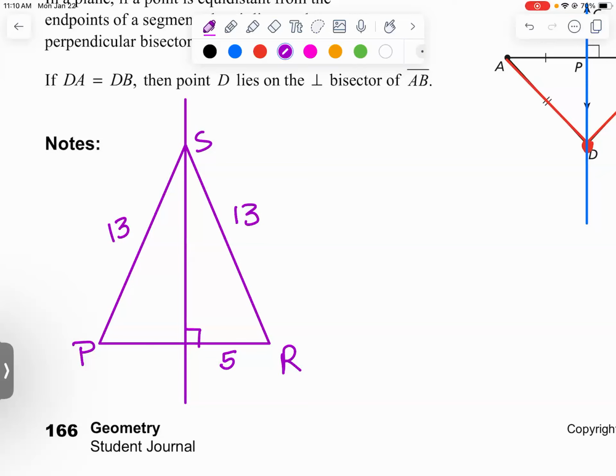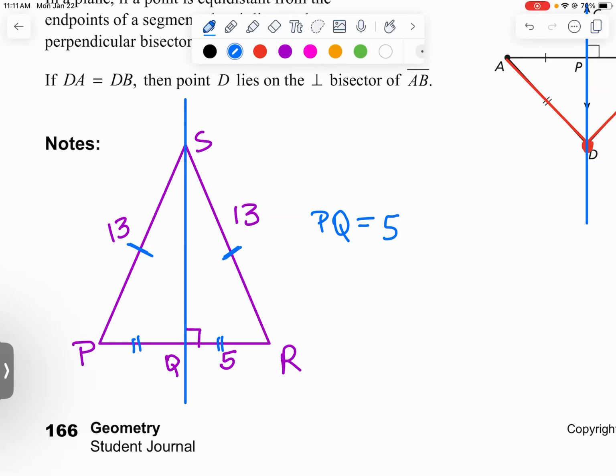Okay, what is something that we can know about this picture that's not labeled? Sam? That line right there equals 5. Oh, I probably should have given that a name. How about I call this Q? PQ equals 5. Okay, let's talk about how we know that. We know that S is equidistant to P and R, which means S has to lie on the perpendicular bisector. So these two segments have to be the same.